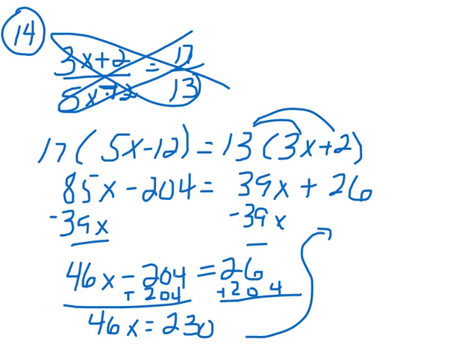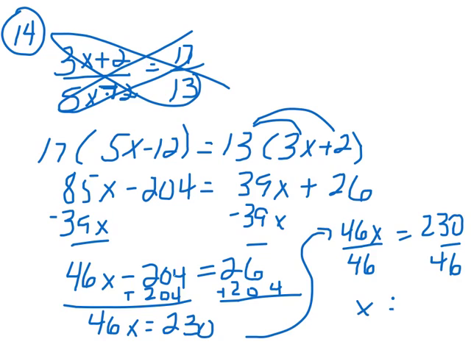Let me come over here. I need to divide both sides by 46 to get x by itself. And x is equal to 230 divided by 46, which is 5. So x is equal to 5 on that one.